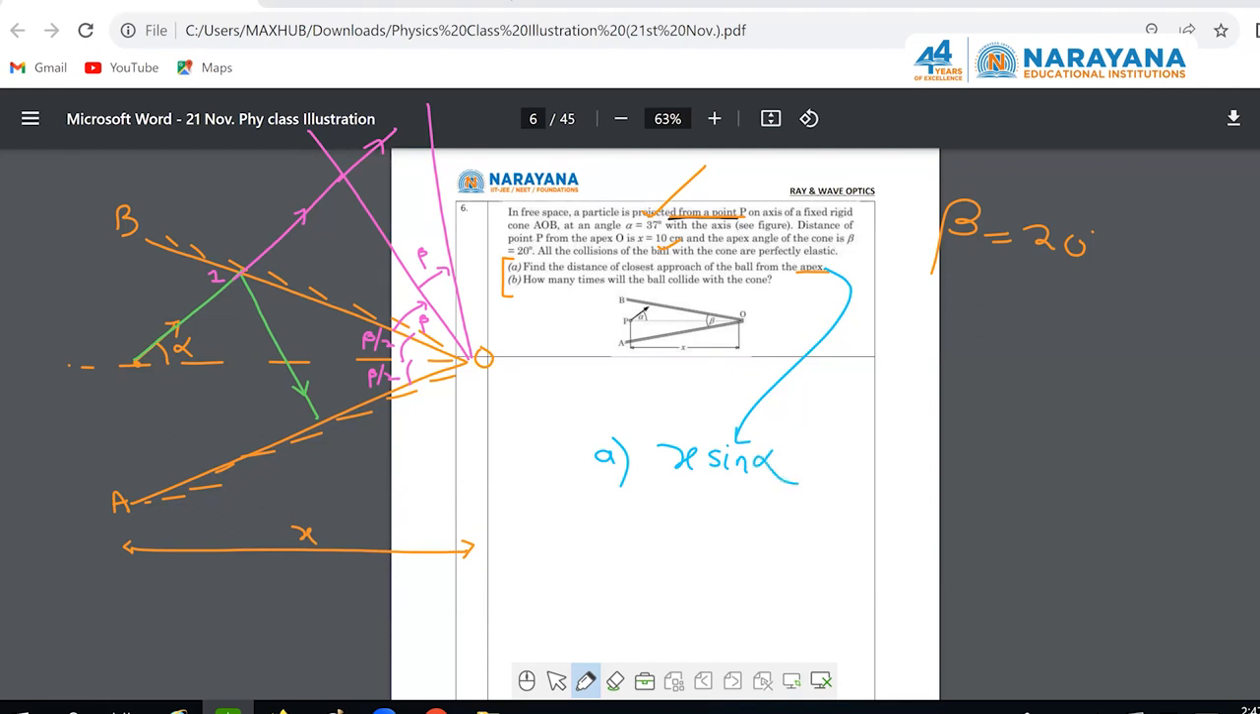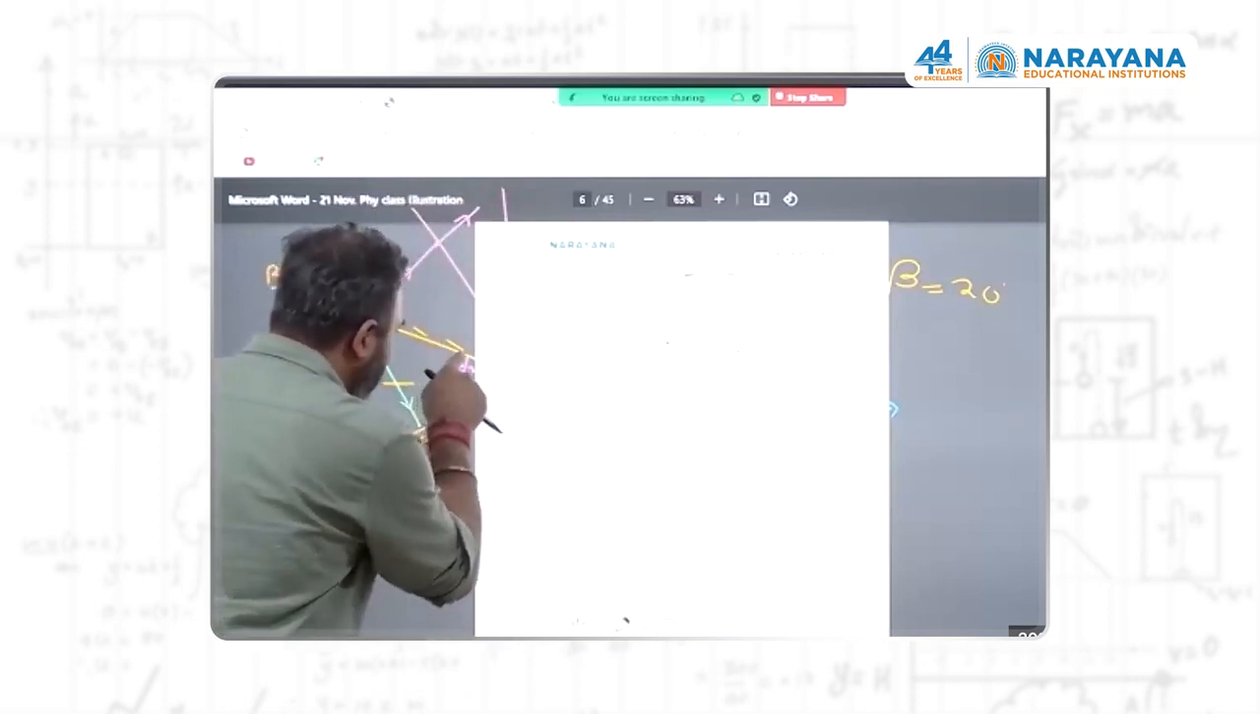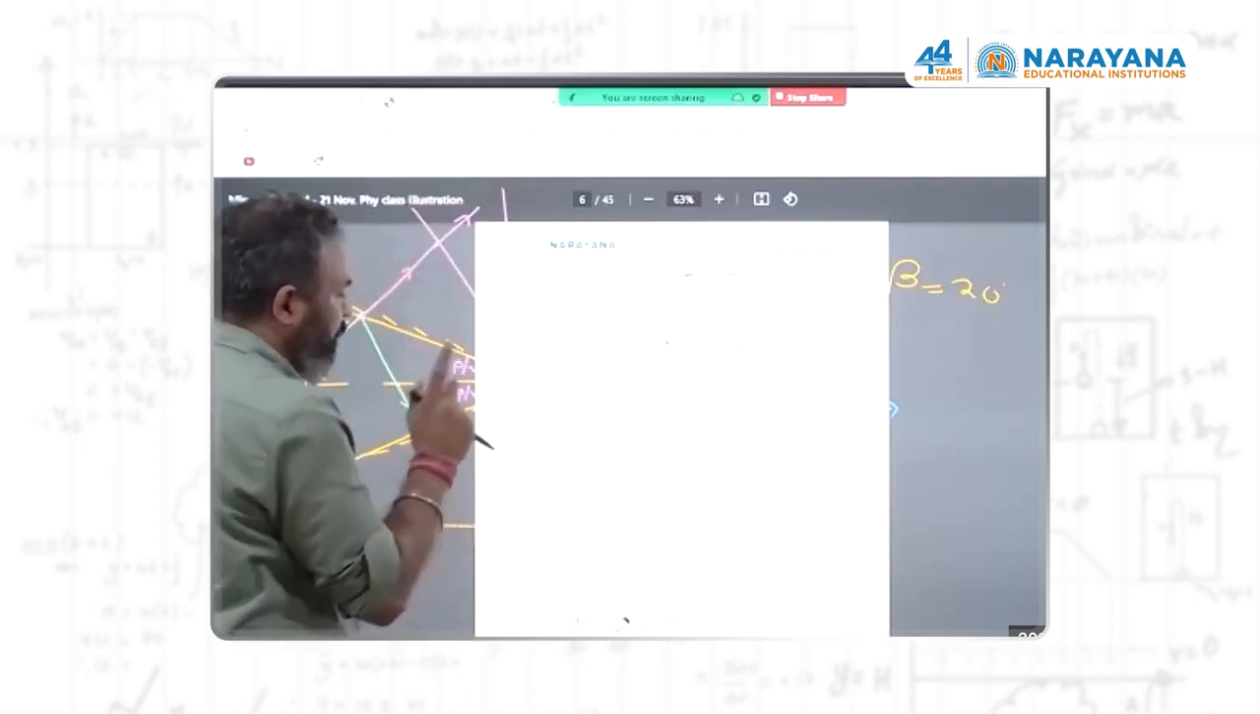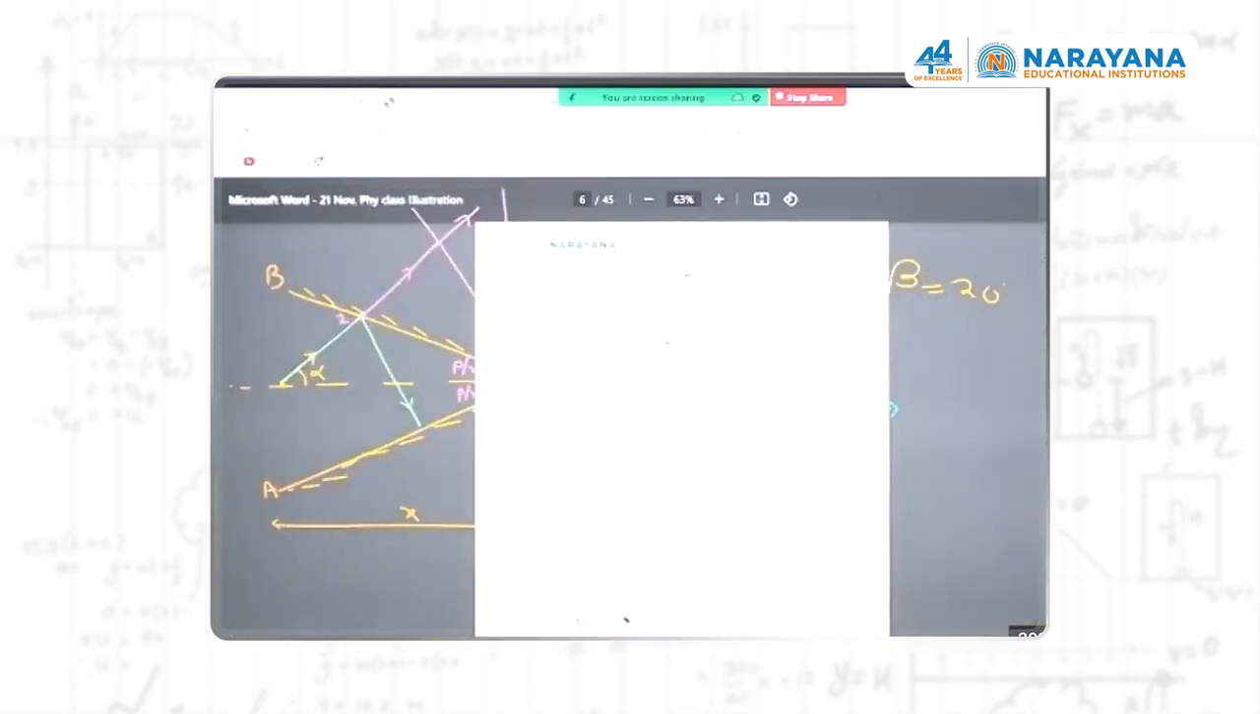And secondly, I had to find out the number of times the reflection will happen. Remember, he can also talk about other parameters. I'll answer those parameters when it goes close. So we'll look into that. But let me first answer how many times it will reflect.